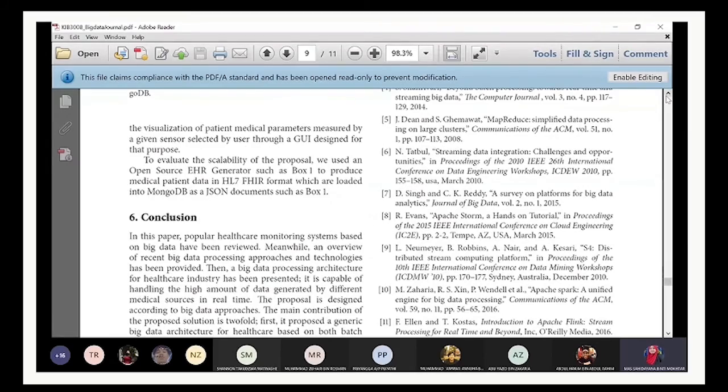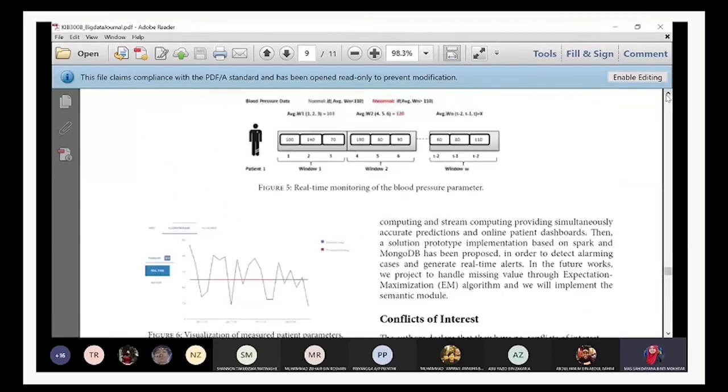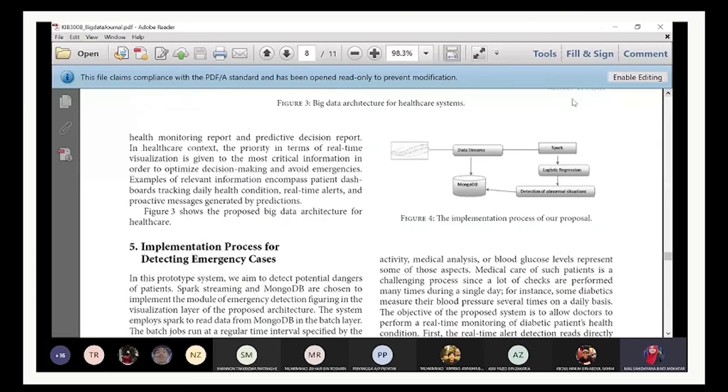I want to show you one example of the analysis that they do. Okay, see here, the implementation of the proposed emergency cases. What is used here is logistic regression. Logistic regression is a statistical method, right? This is one of the statistical methods that we'll do some tutorial on next week. So by using logistic regression, we can see the detection of the abnormal situation. So it can be stored in the database.